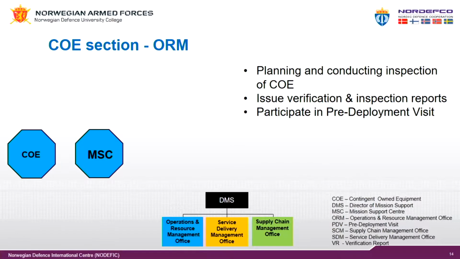The contingent-owned equipment section is responsible for planning, coordinating, and conducting periodically or ad hoc verification and control of troop and police contingents' own equipment and self-sustainment logistics. The verification reports are one of the documents that is used in the United Nations reimbursement to the troop police contributors.